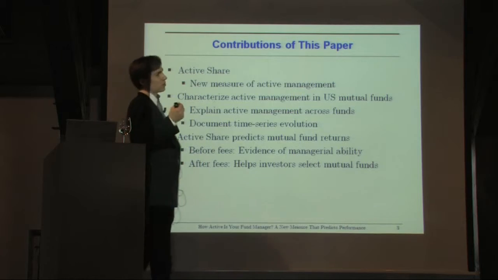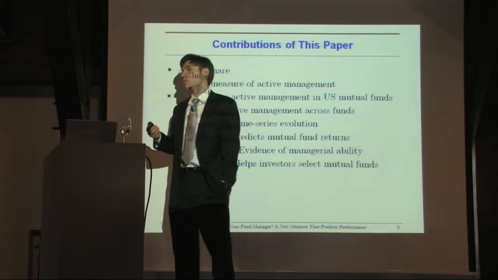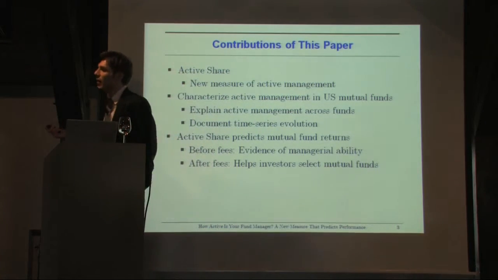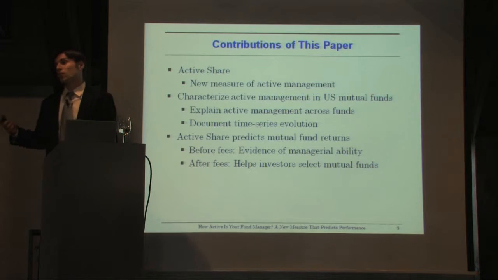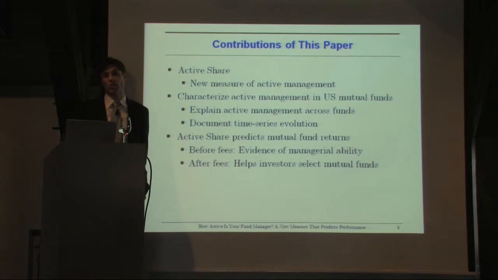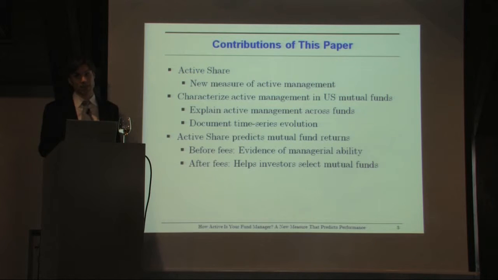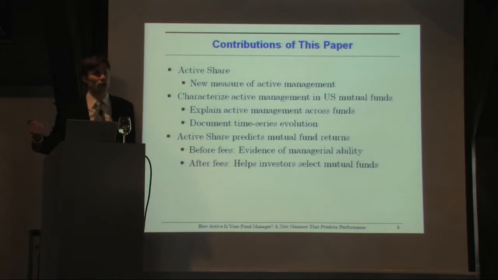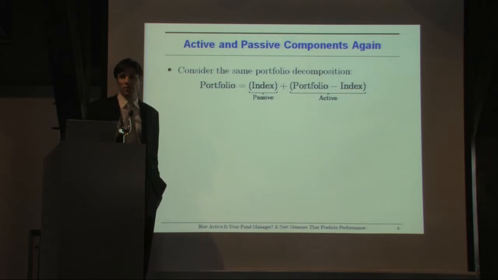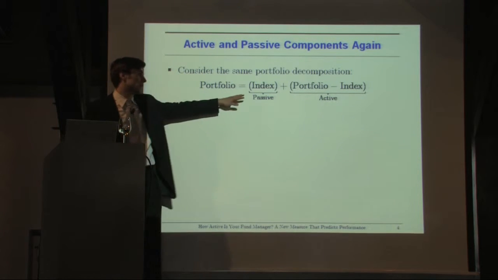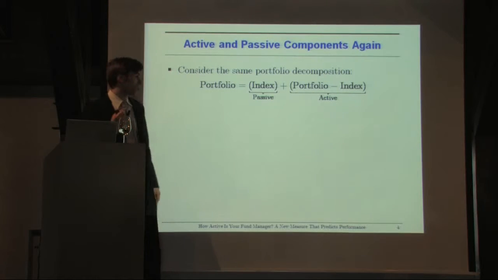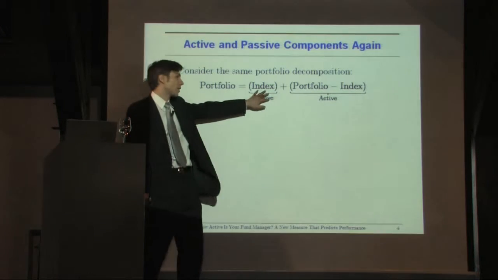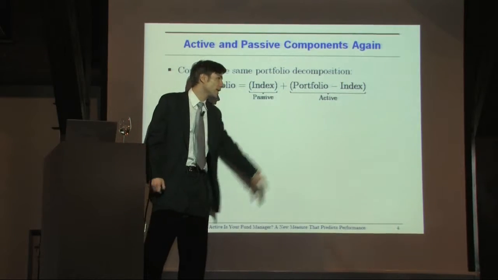So I've talked about active management a little bit, but at this point you may be thinking that there are already measures of active management. In particular, tracking error is the most common measure that people have used in the past. So how is active share related to the tracking error of a fund? Well, to answer that question, let me go back to this decomposition, where I decompose the portfolio into the benchmark index plus the deviations from that index.